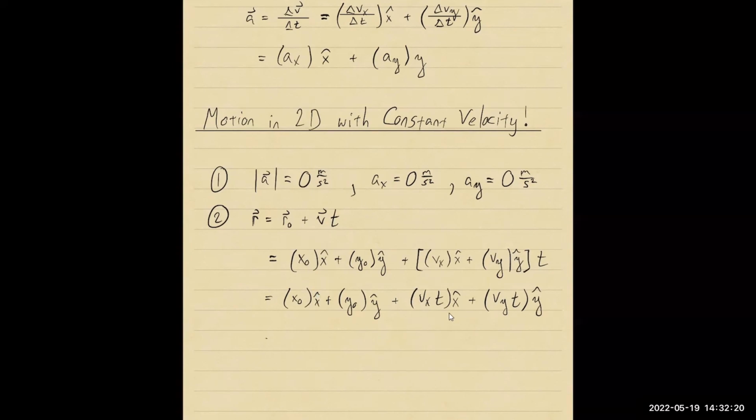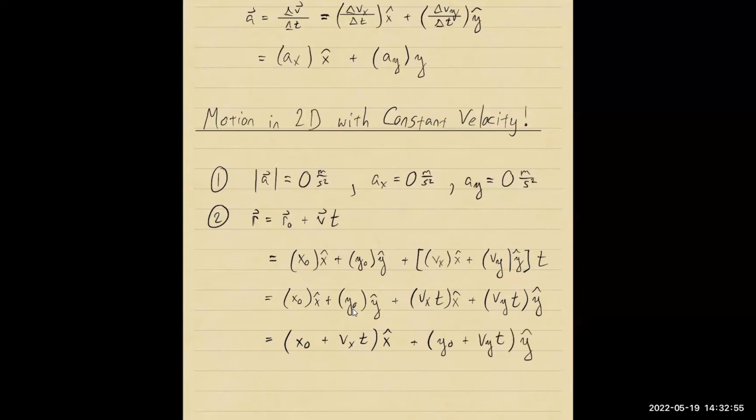So overall, this becomes, if we group the x components, we have x naught plus the x component of our second term here, which is vx, the x component of our velocity, times time. Right, and all that is happening in the x direction, plus the y component stuff. So we have the y component of our initial position, which is y naught, plus the y component of our velocity times time. And this is all happening in the y direction.